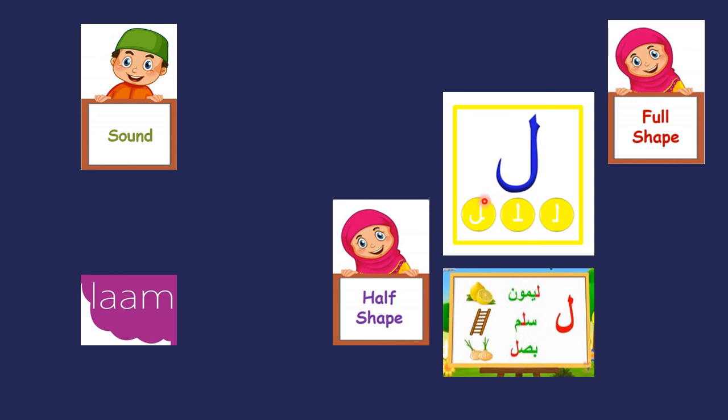This is the full shape of lam. Lam also has three proper shapes when it comes at the start, in the middle, and at the end. In the word, it looks like this: the starting shape, the middle shape, and the end shape. And its sound is lam.